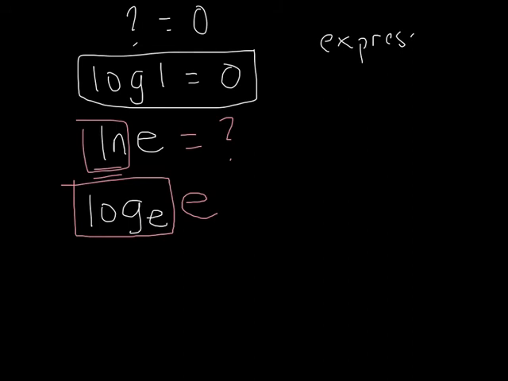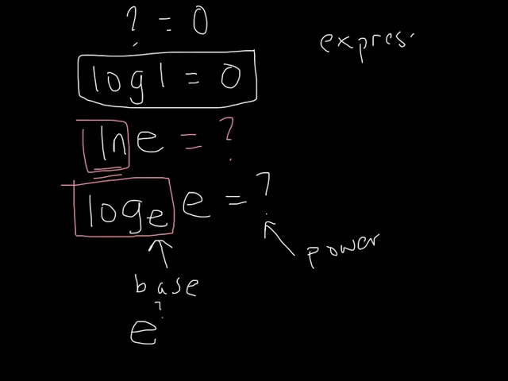So e carries down from above equals question mark. Remember, it's an expression, not an equation, so we're just going to use a question mark. Now what we're going to do is rearrange it. So this e right here represents the base. This question mark represents the power. And this right here is the right-hand side.